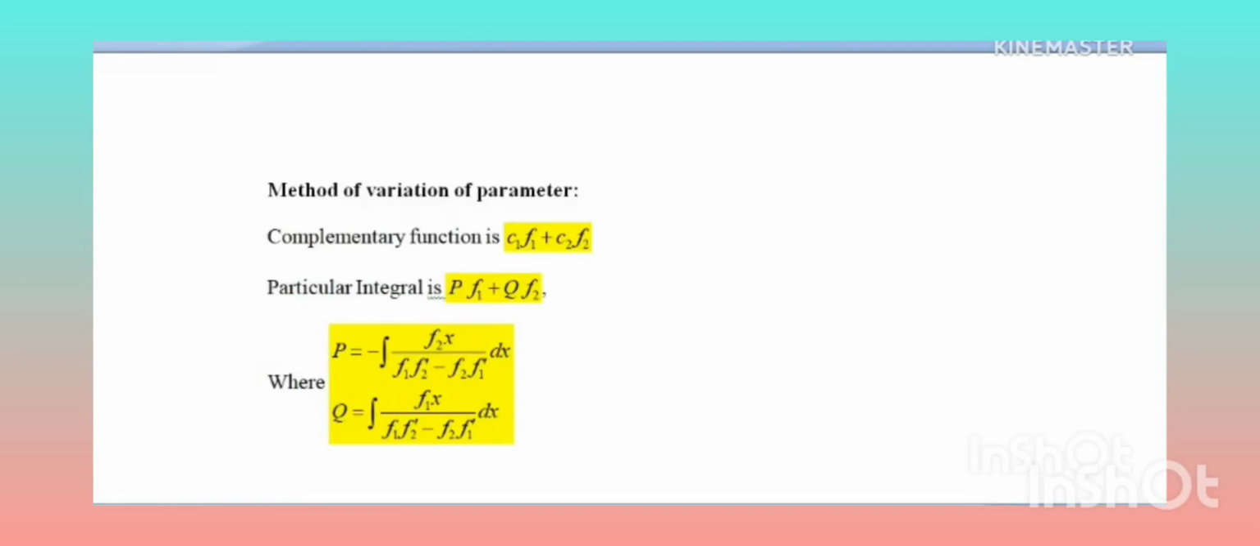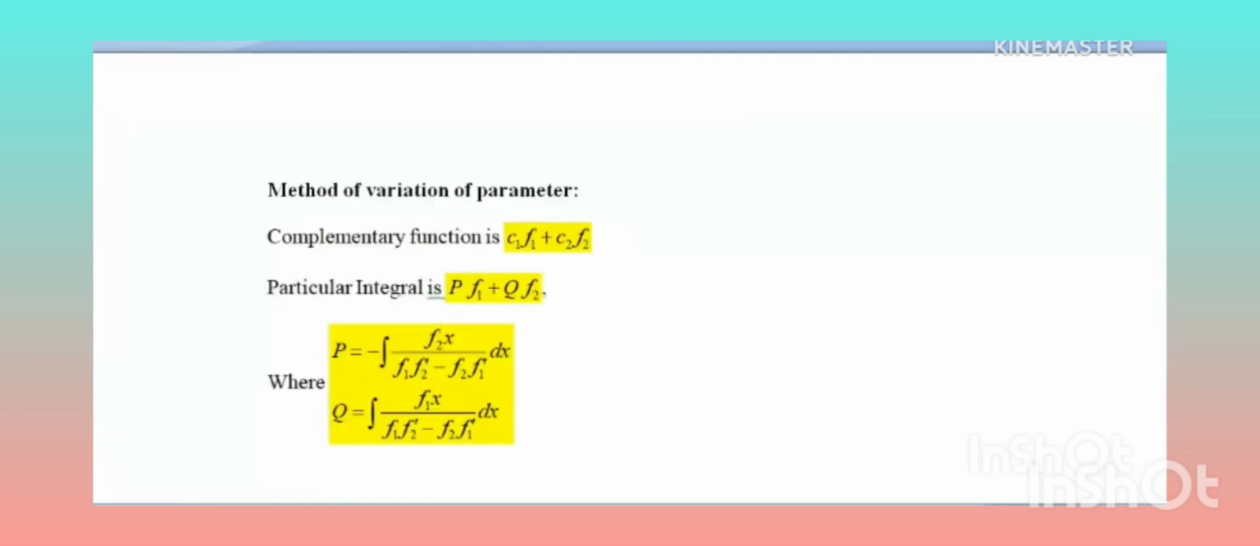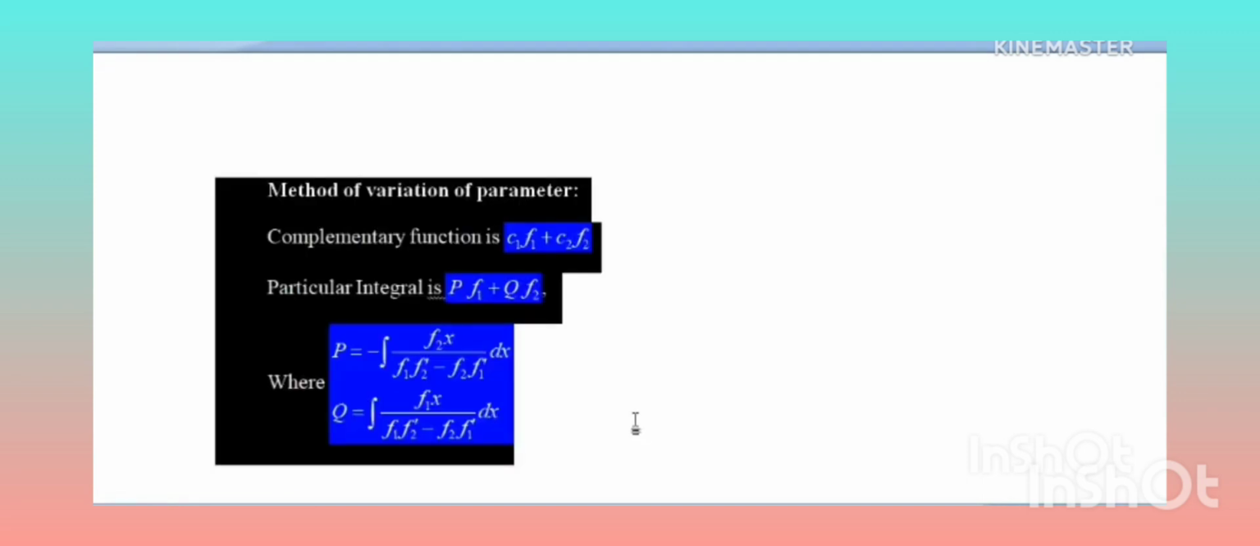Variation of parameters has some formulas, so I'll tell you now. In the method of variation of parameters, there is a complementary function. The complementary function is C1 F1 plus C2 F2. That is the complementary function.